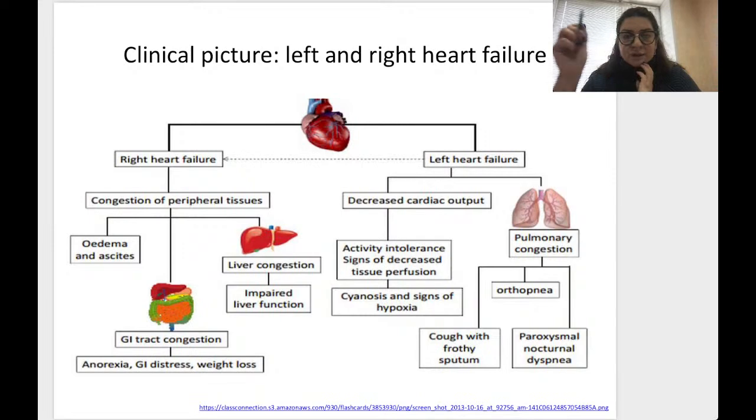Here is congestion in the pulmonary circulation. That's why in the first place goes pulmonary congestion with orthopnea, dyspnea, cough with a frothy sputum, and paroxysmal nocturnal dyspnea. And decreased cardiac output in left heart failure leads to activity intolerance, signs of decreased tissue perfusion, cyanosis, and signs of hypoxia.